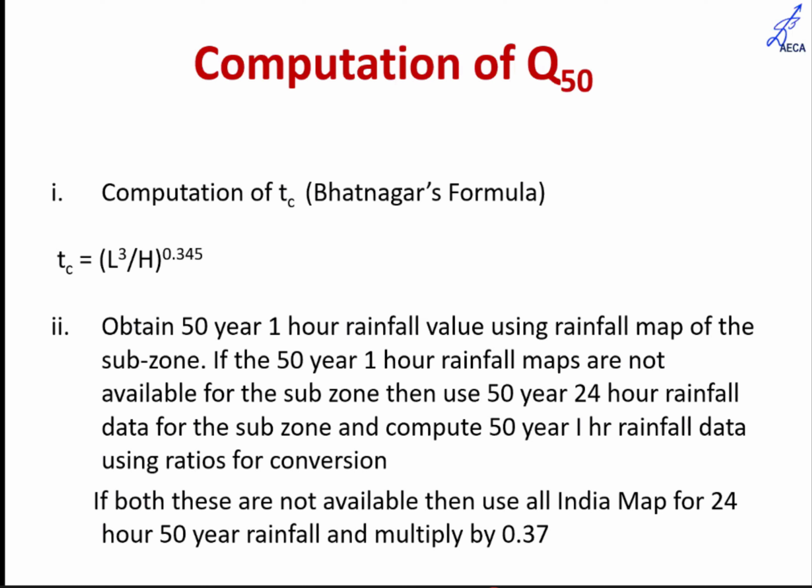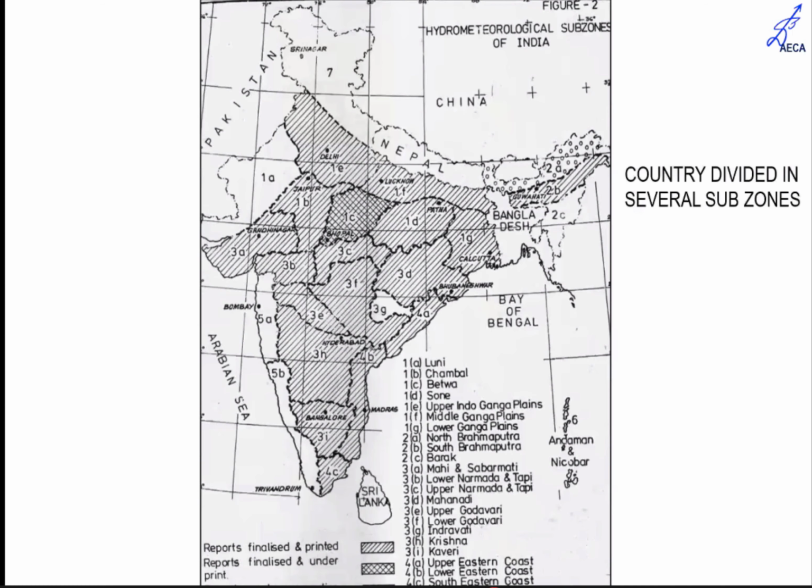L is the length, the distance from the highest point to the lowest point, and H is the height difference between the highest point and the lowest point.